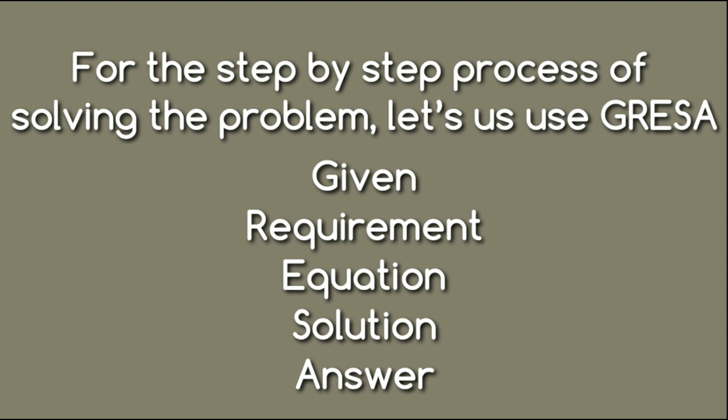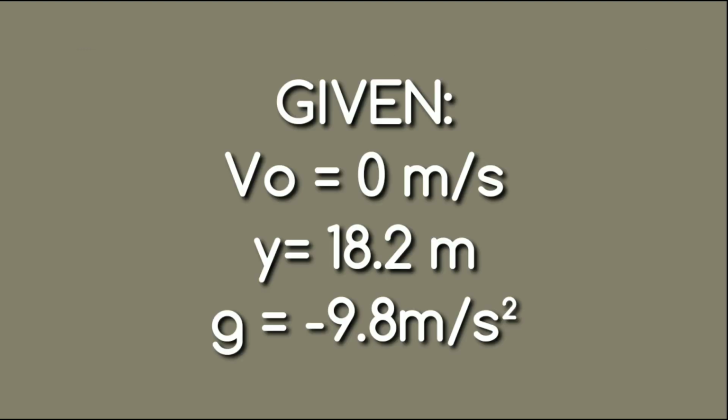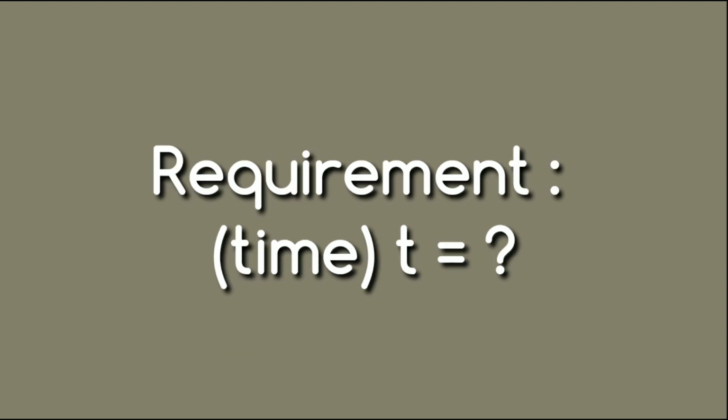For the step-by-step process of solving the problem, let us use GRESA. First is to look for the givens: V sub O or initial velocity is equal to 0 m/s because of the keyword drop. Y or vertical displacement is equal to 18.2 meters and gravity is equal to negative 9.8 m/s squared. Second step is to check what is the requirement in this problem, which is time.